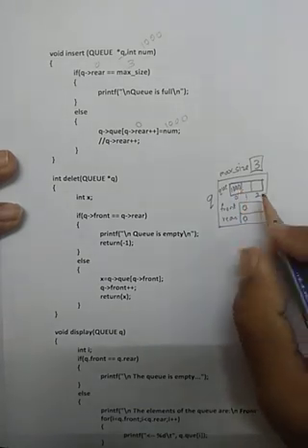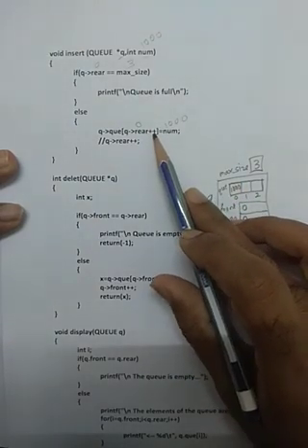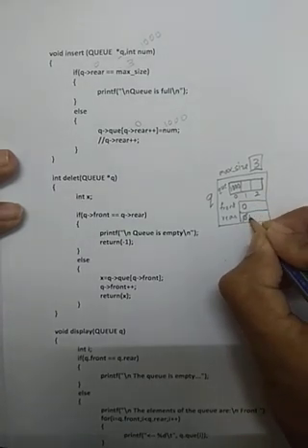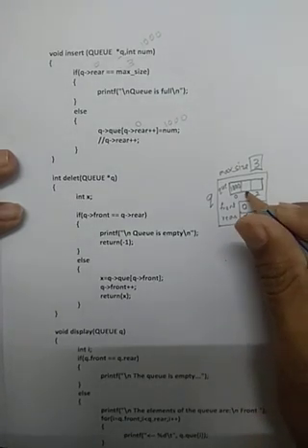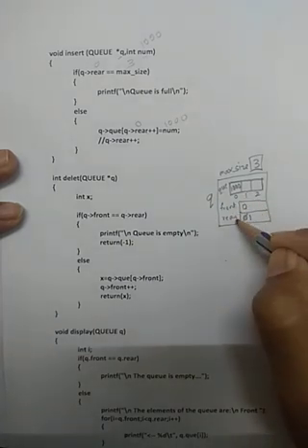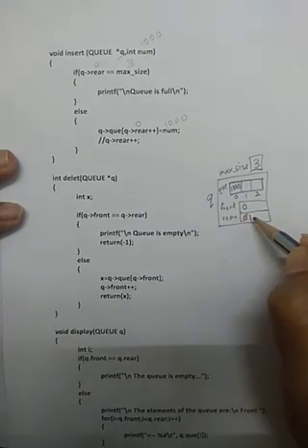So what I should do is increment the rear. This is a post increment, so this 0 is going to become 1. That means indirectly the rear is now pointing to the next location. And what do I have in the queue? Starting from front to rear, whatever elements are there are the contents of the queue. So front is 0, rear is 1.